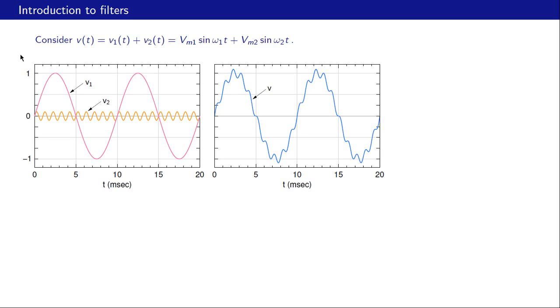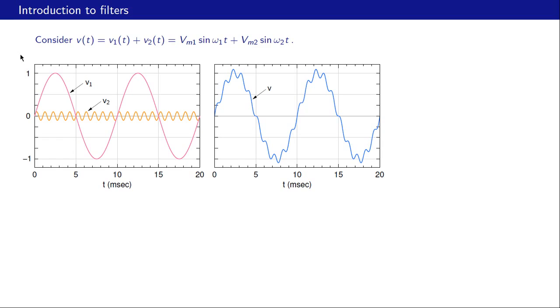Let us now talk about filters, a very important class of electronic circuits, and they find applications in many different areas. What we will do is first look at what a filter does, what its functionality is, and then we will see how it can be implemented.